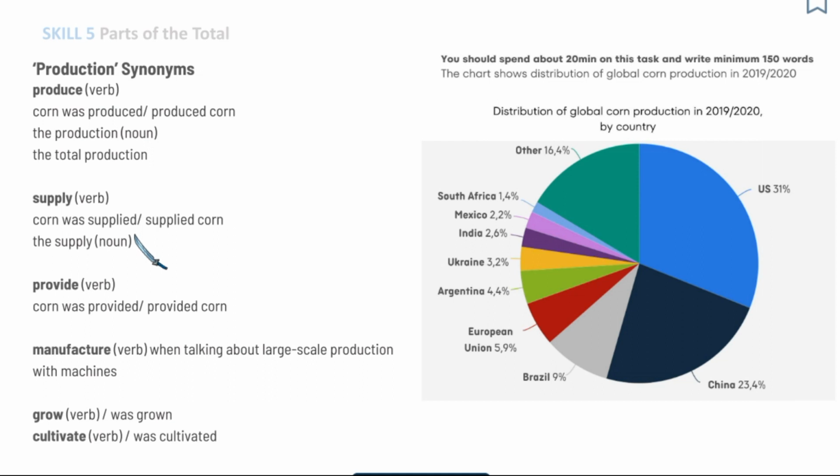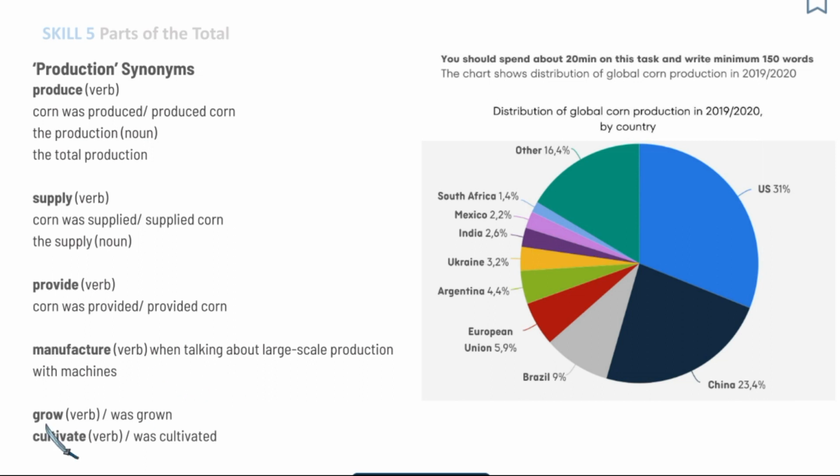Another way to put this information is to use the word provide. It is also a verb. So we can say corn was provided or provided corn. Another possible way to talk about production is manufacture. Manufacture is a verb, and we can use it when we talk about some large-scale production with machines. We are not going to use this word in this report because corn is grown, cultivated, and it's not manufactured. But in other graphs, you can totally use the word manufacture.